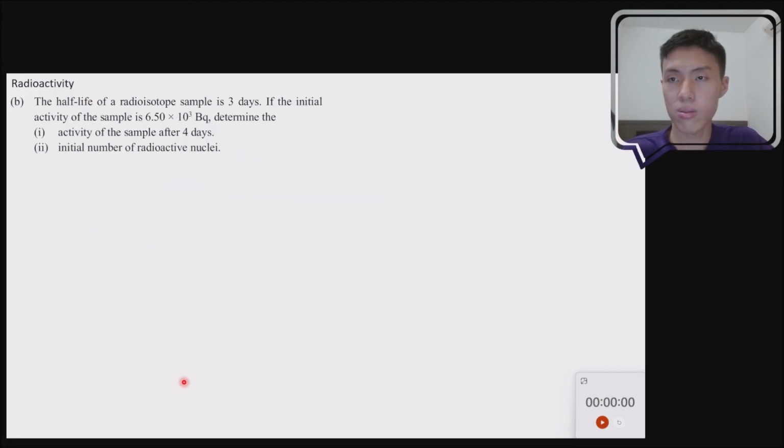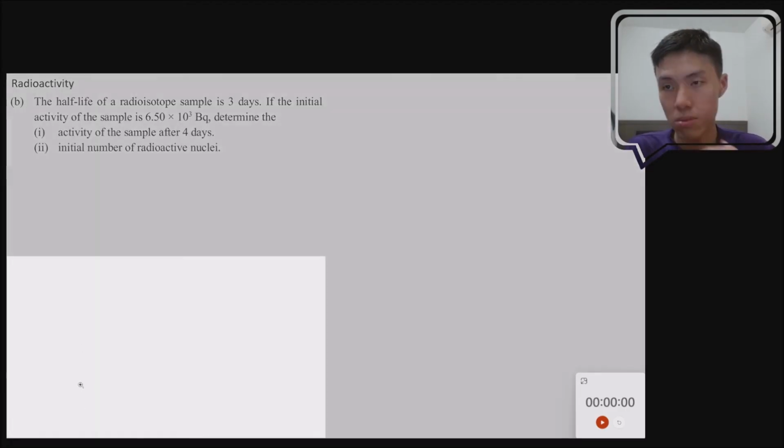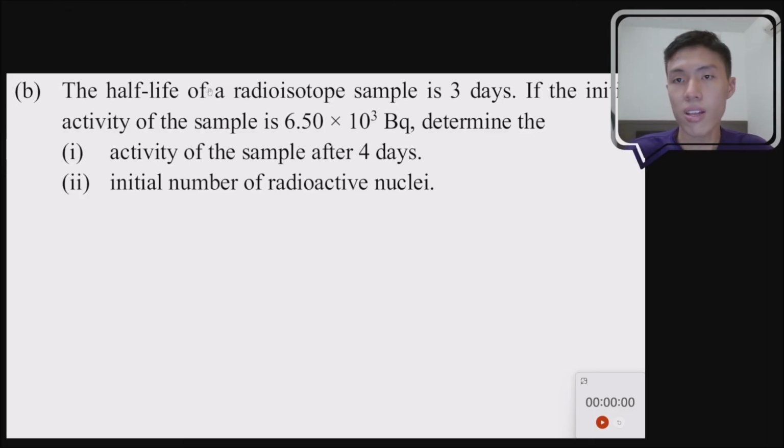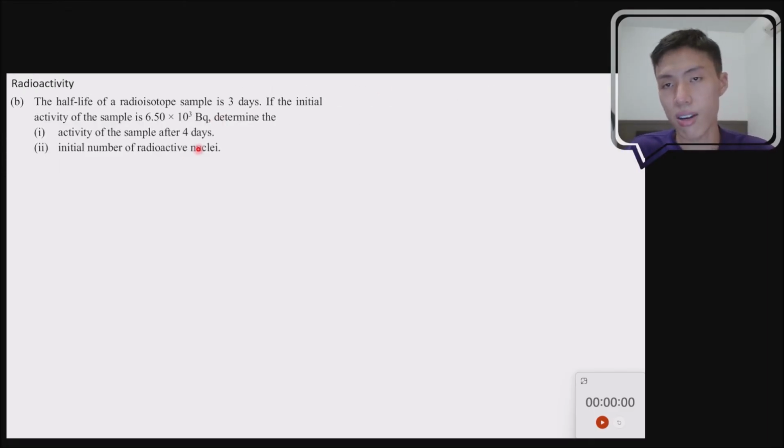Okay, next question. The half-life of a radioisotope sample is 3 days. So this is the half-life. If the initial activity of the sample is this much, so this one is A0, determine the activity of the sample after 4 days. So this is A at some time later.